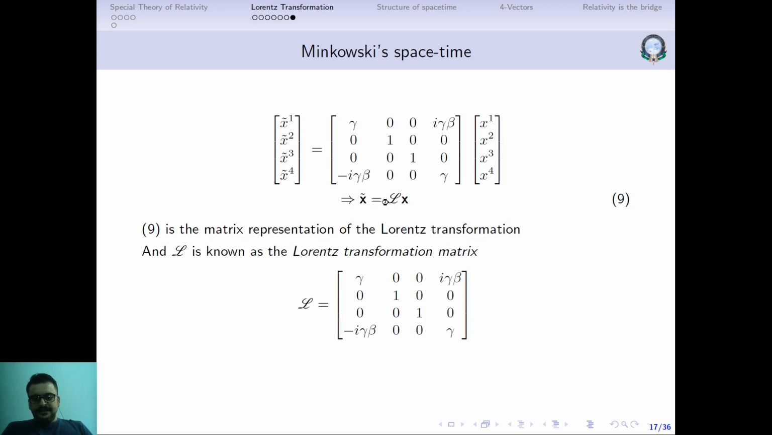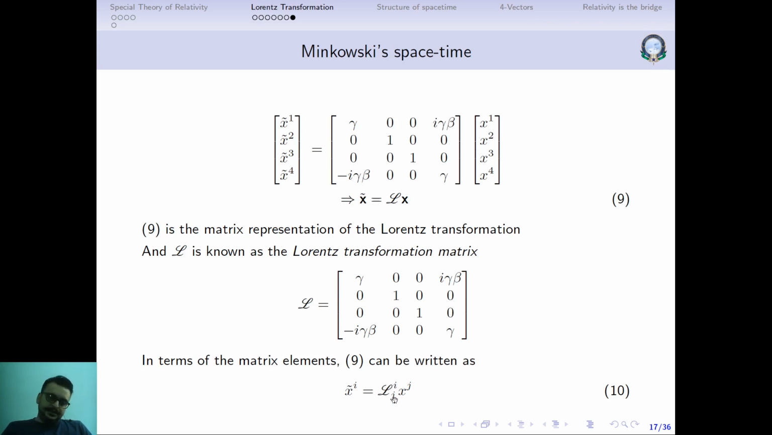And in terms of elements, we could also write it as x i tilde is equal to L i j x j. Of course, i is the row index and j is the column index. We don't write them as L subscript ij. I take i as the superscript and j as the subscript. The reason behind this terminology will become much clearer when you undergo your course on general relativity.